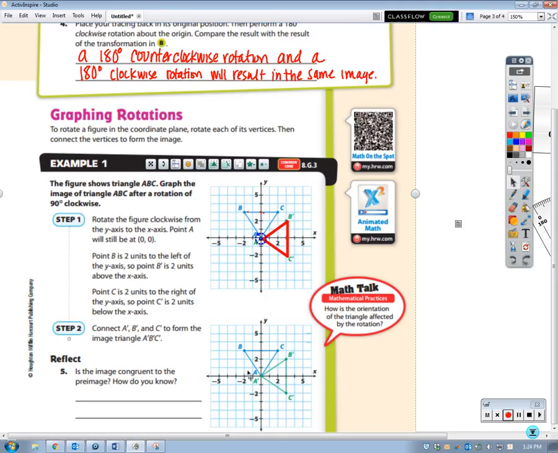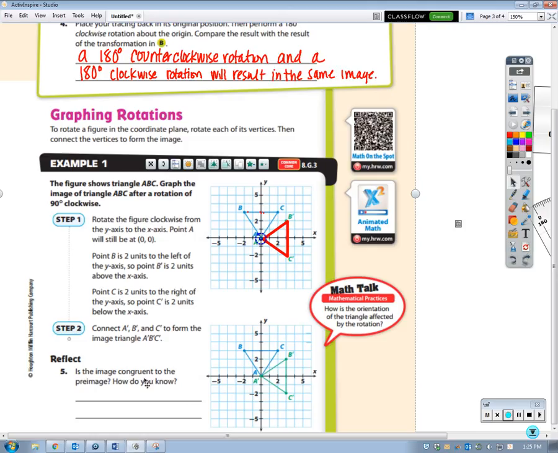So here again is both of them. So we've got triangle ABC, and then triangle A prime, B prime, C prime, which is our image, after a 90-degree rotation clockwise around the origin. And our final little reflection here: is the image congruent to the pre-image, and how do you know? Well, we know that by definition, rotations preserve size and shape, so that should be enough.